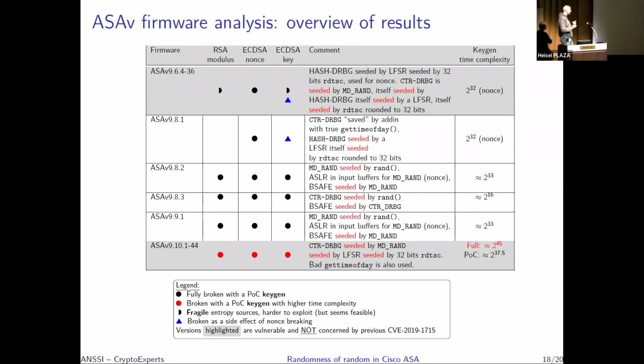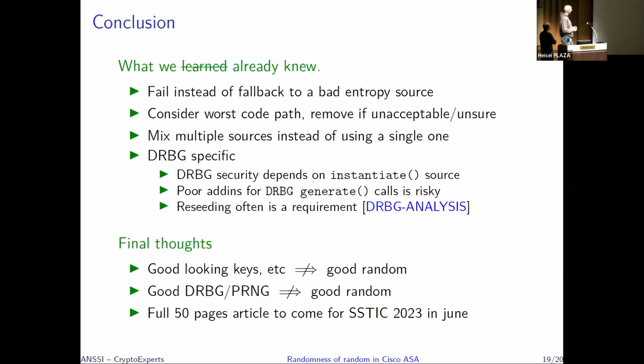What it shows is that in most Cisco ASA firmware constructions, you have stacks of DRBGs, one on top of the other. For instance, take version 9.6.4. The main DRBG is a CTR DRBG, which is seeded by an HMAC DRBG, which is itself seeded by another DRBG, which is itself seeded by an LFSR, which is itself seeded by 32 bits of RDTSC. So you have a stack of components, but no entropy at the root of this stack. So at the end of the day, it's bad.